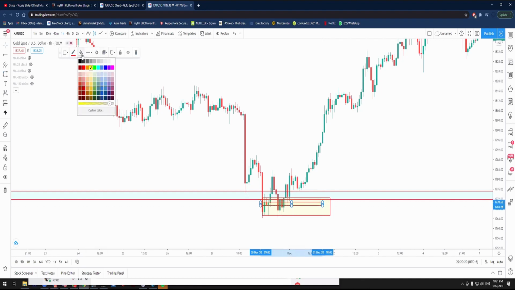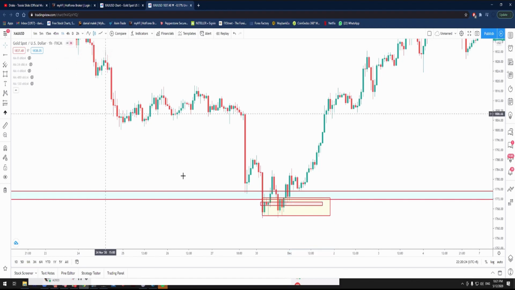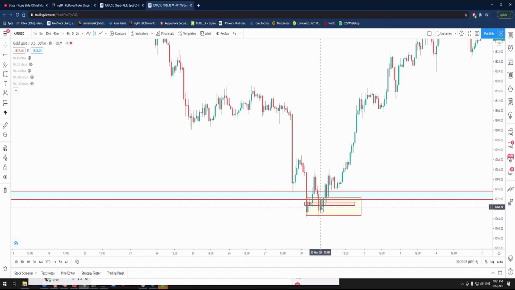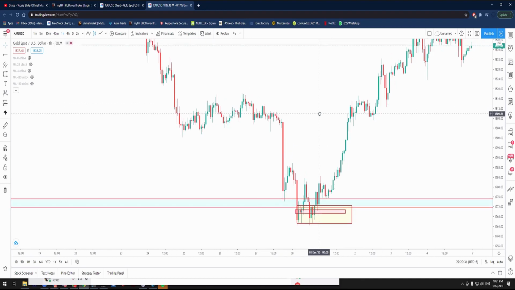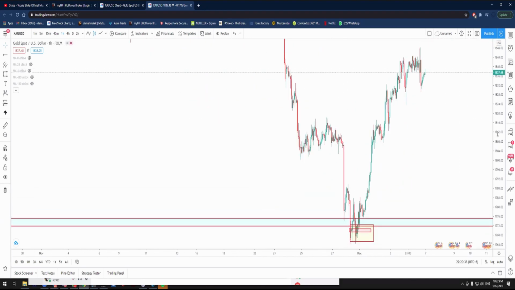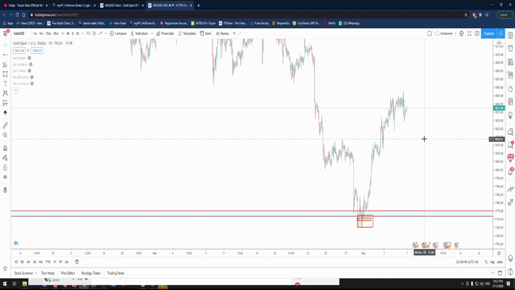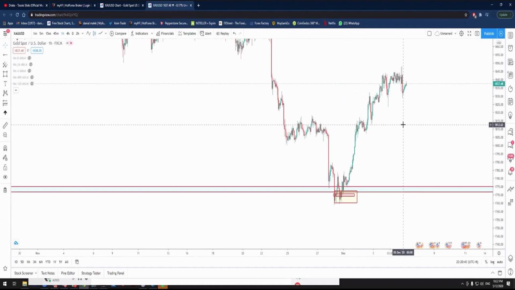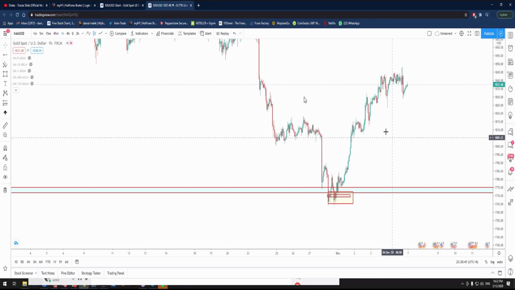So, this is your, ini zone apa ni? Ini zone untuk kita buy. Double TS. Okay. Simple ke? Saya tunggu yang lain memberi jawapan.